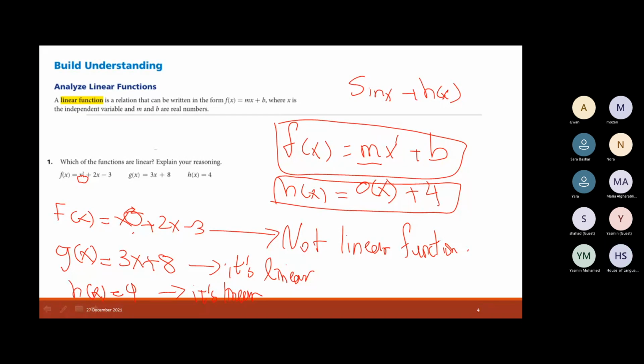This is the functions. But if it is x cubed, x to the power of 3, it's not linear. If it is only x to the power of 1, it's linear. Other than that will not be linear. So this is what I mean by the linear function. It's like the linear equation. The power of x must be 1.